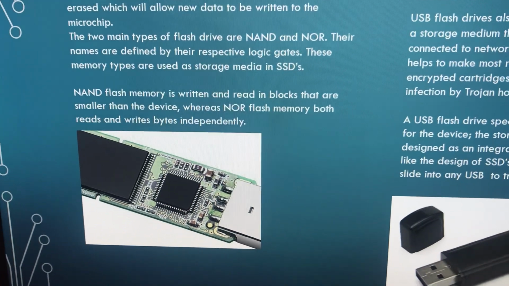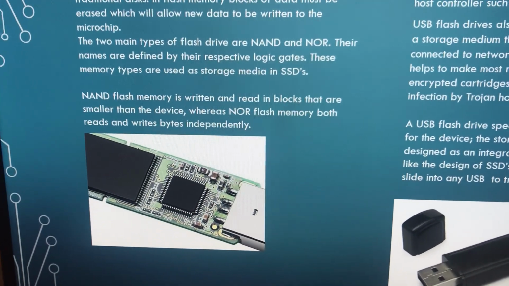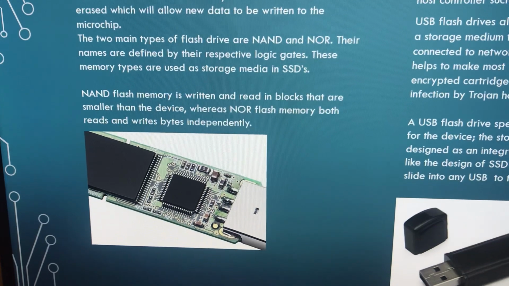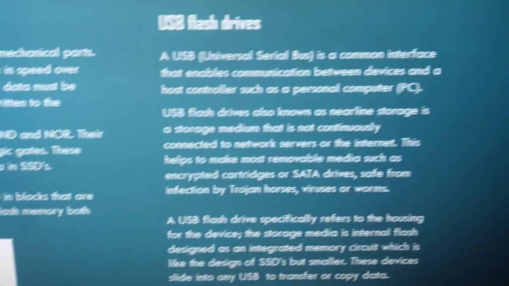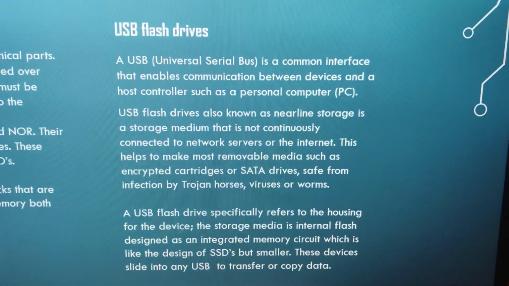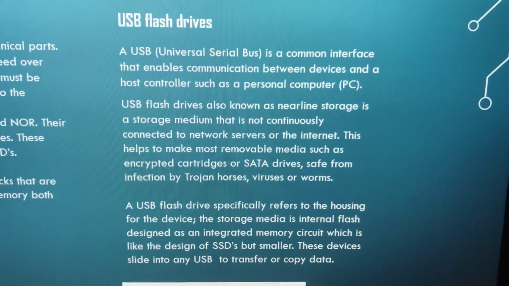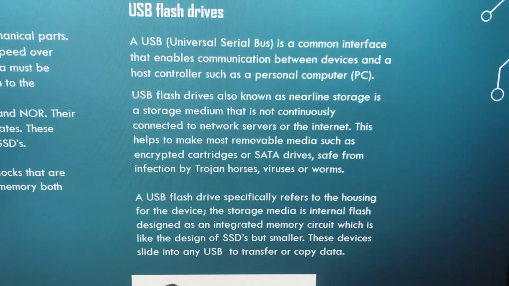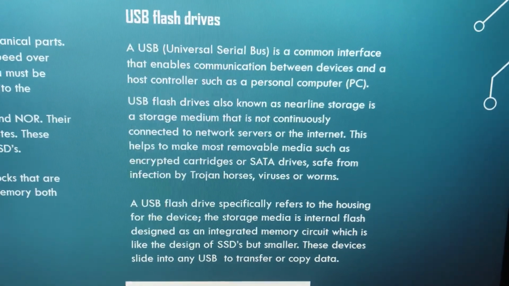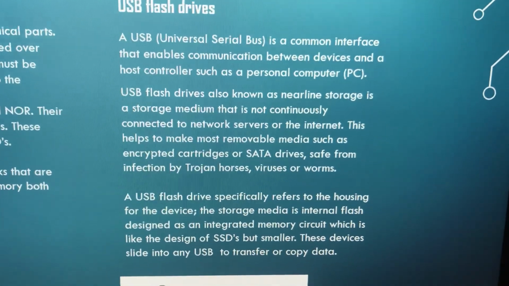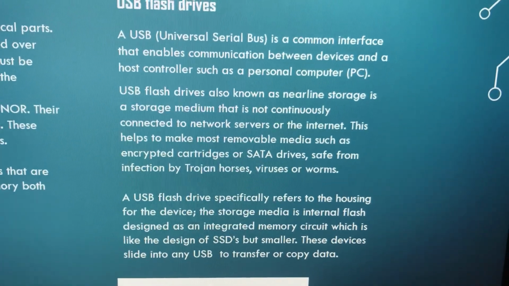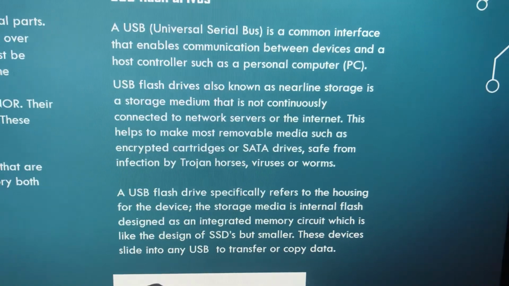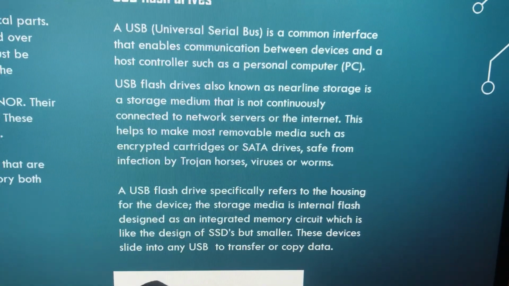NAND flash memory is written and read in blocks that are smaller than the device, whereas NOR flash memory both reads and writes bytes independently. USB flash drives. A USB is a universal serial bus. It is a common interface that enables communication between devices and a host controller, such as a personal computer, PC. USB flash drives, also known as nearline storage, is a storage medium that is not continuously connected to a network, servers, or the internet.